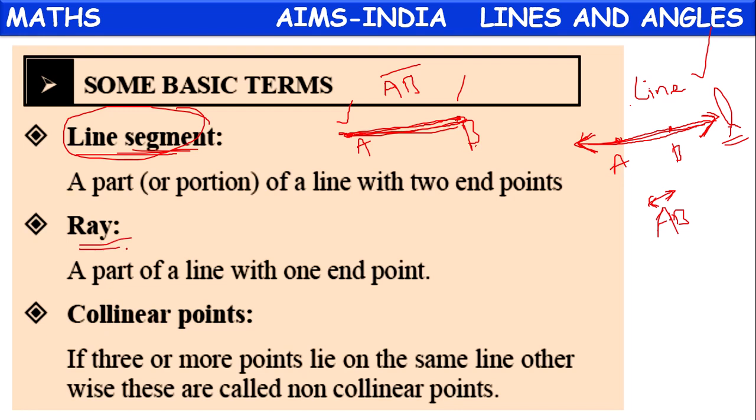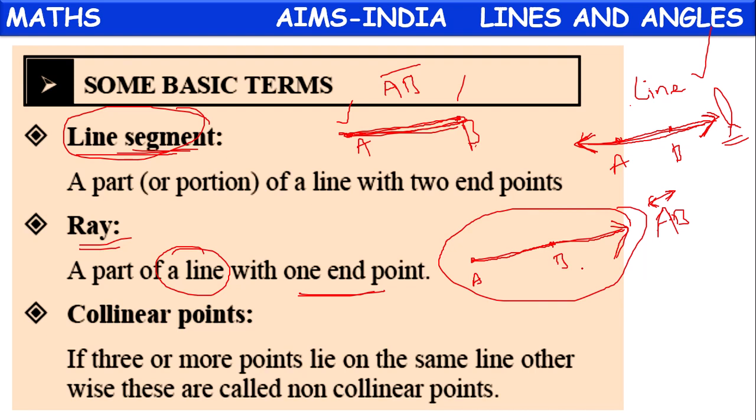So ray is also a part of line with one endpoint. Suppose this is endpoint A and we are drawing a ray in the direction of B. We are drawing a ray which passes through B and extends beyond B. So this is called a ray. And the symbol for ray is AB, with a bar on top with one arrow mark.